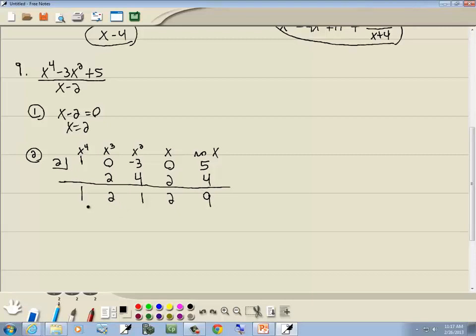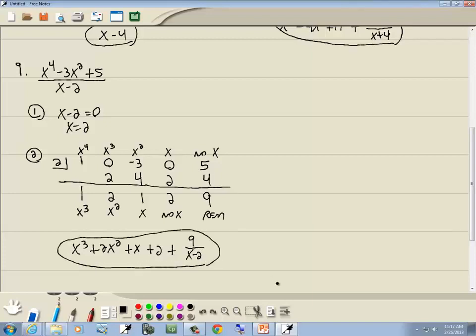Now, this was x to the fourth. This is going to be 1 degree lower, so this will be x to the third. This will be x squared, x, no x, and our remainder. So our answer is going to be x to the third plus 2x squared plus x plus 2 plus our remainder over what we're dividing by. So we'll put the 9 over the x minus 2. And that's our answer.